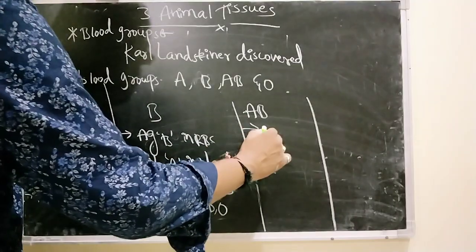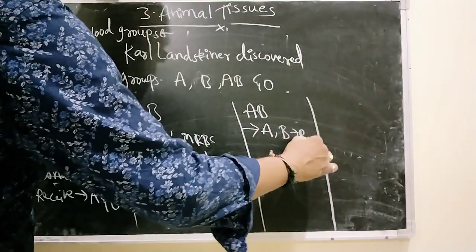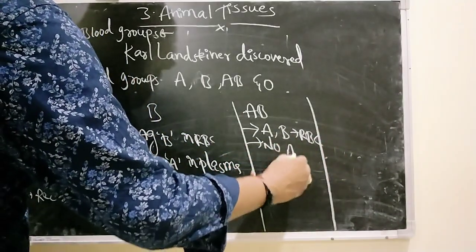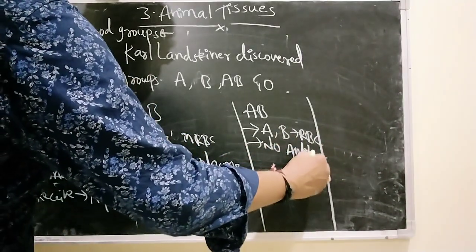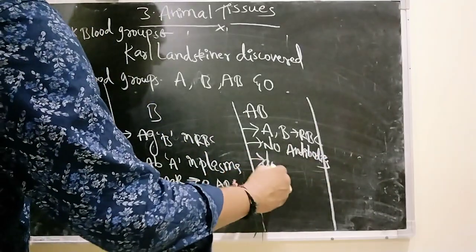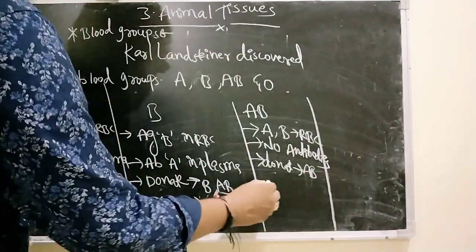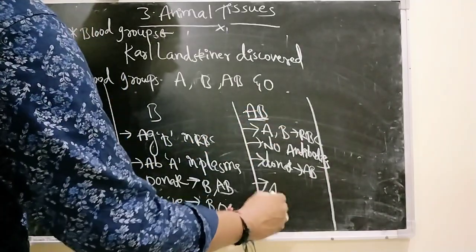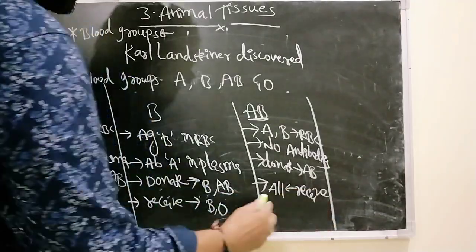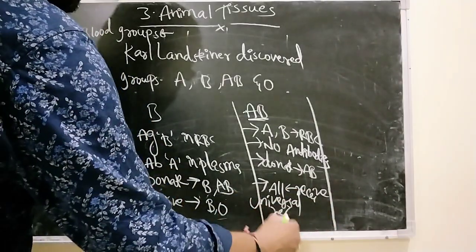Next, AB group. AB blood group persons contain both A antigen and B antigen in RBC and there are no antibodies in plasma. Can donate blood to AB only and they can receive blood from all groups. That is why they are called universal recipients.